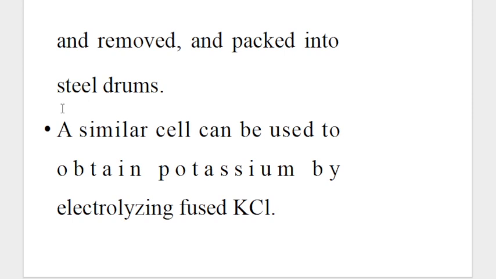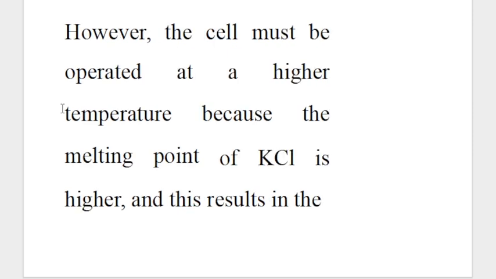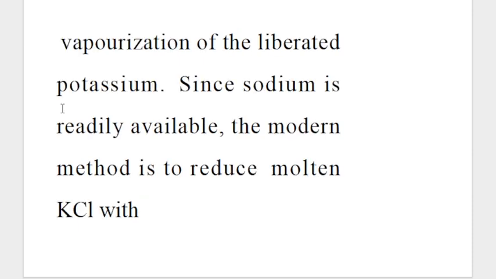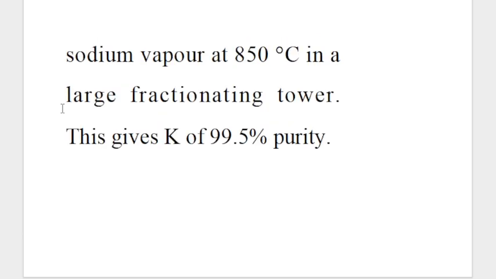A similar cell can be used to obtain potassium by electrolyzing fused potassium chloride. However, the cell must be operated at a higher temperature because the melting point of potassium chloride is higher, and this results in the vaporization of the liberated potassium. Since sodium is readily available, the modern method is to reduce molten potassium chloride with sodium vapor at 850 degrees Celsius in a large fractionating tower. This would eventually give potassium of 99.5% purity.